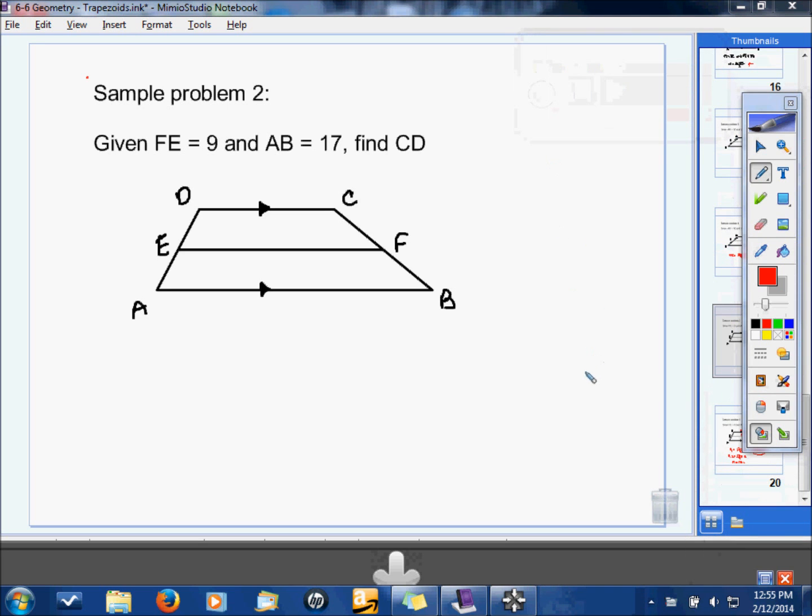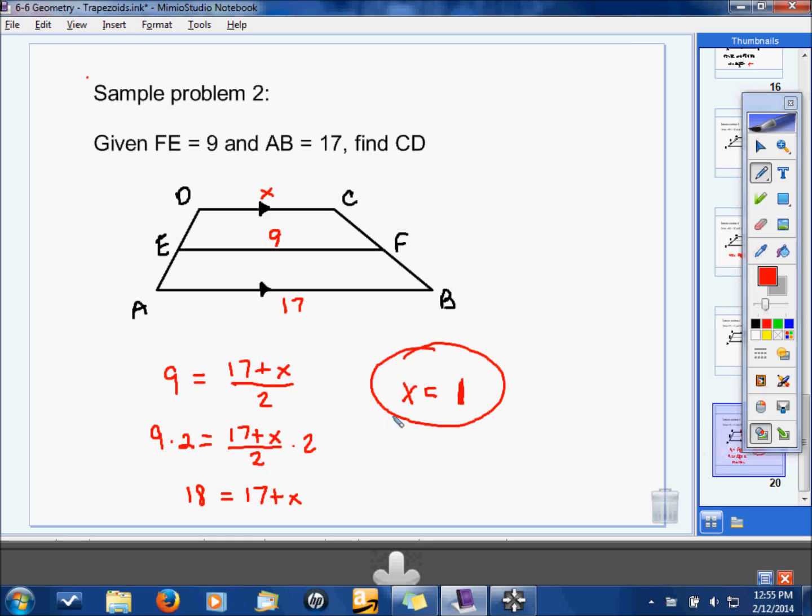All right, so what do you think the answer is, Kendall? Is it 12 or 7? It is not either one of those. It is 1. All right, let's take a look at why.